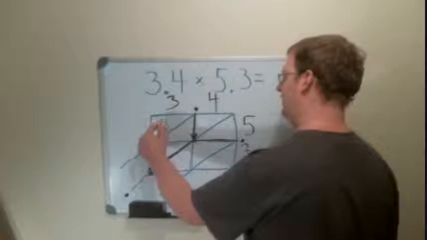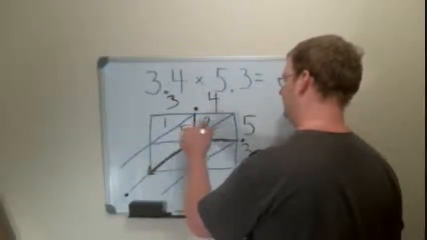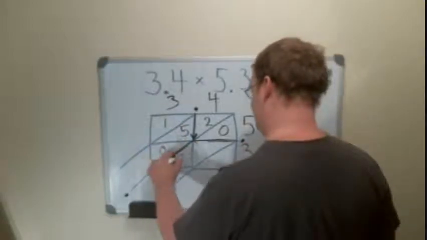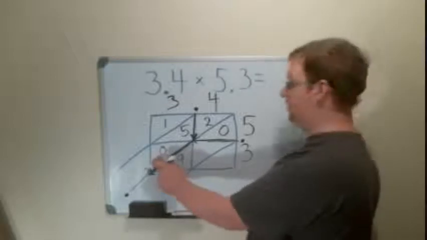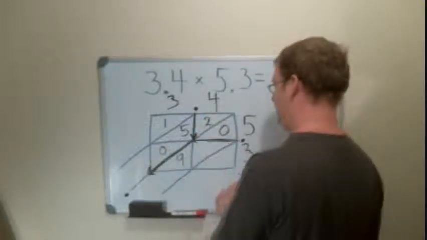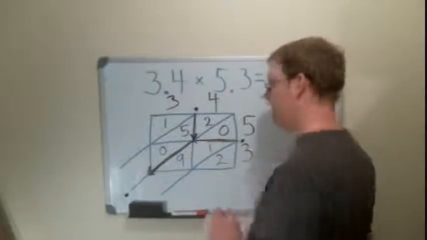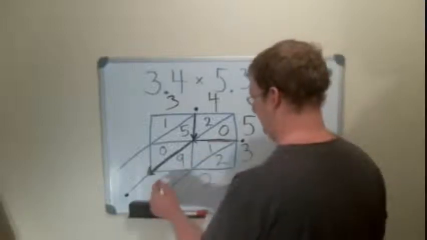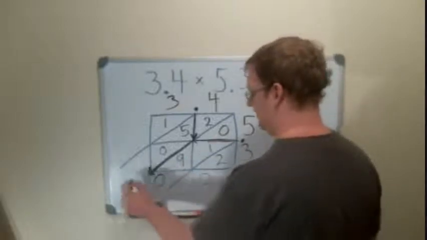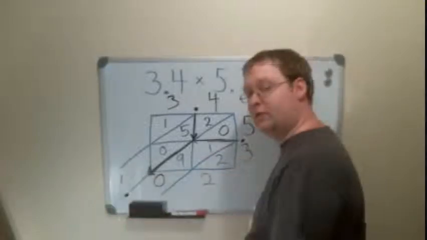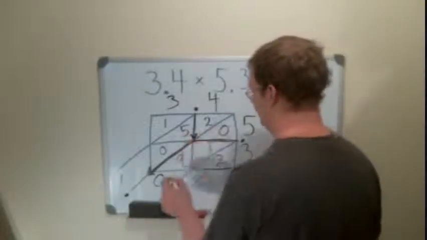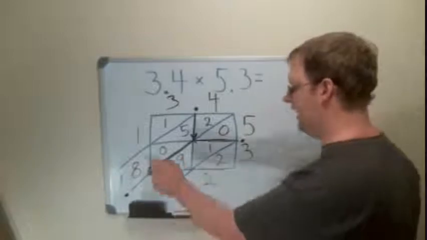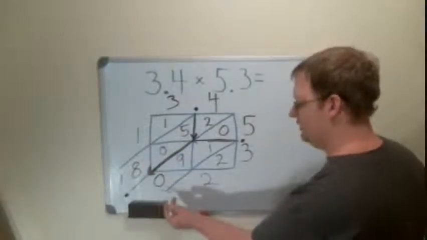Alright. So 3 times 5 is 15. 4 times 5 is 20. 3 times 3 is 9. Remember to keep your 0 right here. The 0 is pretty important. 4 times 3 is 12. Alright, now all we have to do is do our adding thing again. We got 2 and 10. So we put our 0 here, and we carry over the 1 from the 10. And 5 plus 2 is 7, plus 1 is 8. And then we've got our 1. So we've got 18.02.